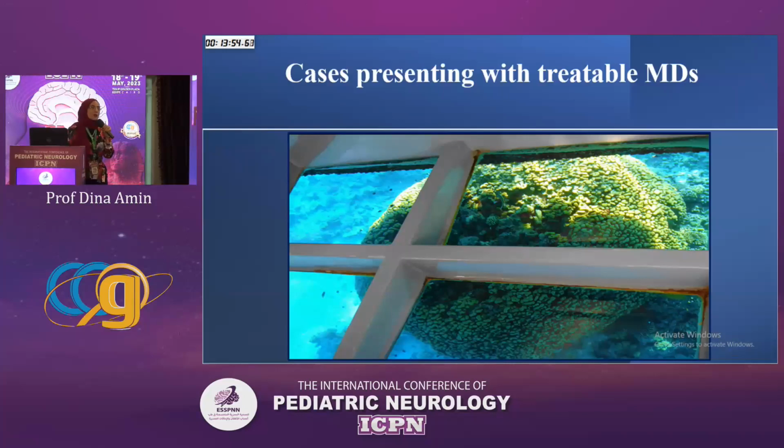Okay, so this is the deep dive in case scenarios. I encourage international speakers, if they haven't gone to Ras Mohammed in Sharm el-Sheikh, this is the biggest brain coral, and for Egyptians also who have never seen this, this is the biggest brain coral in Ras Mohammed, in Sharm el-Sheikh, yes.